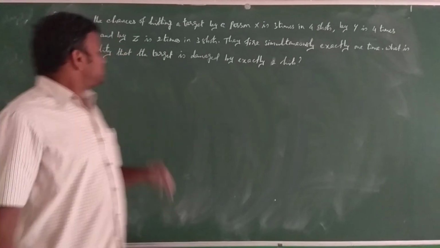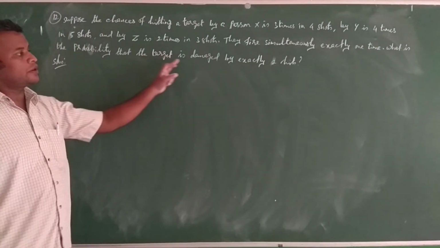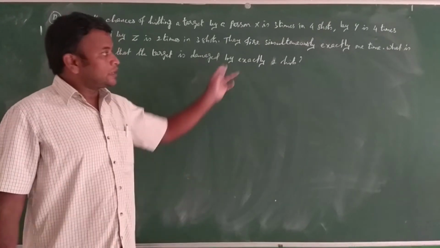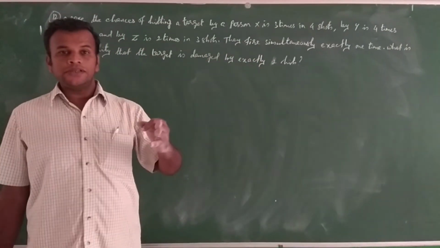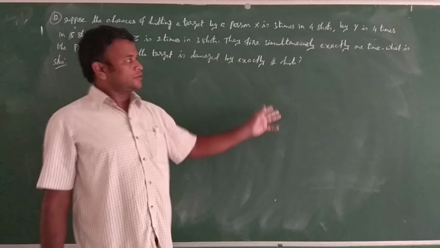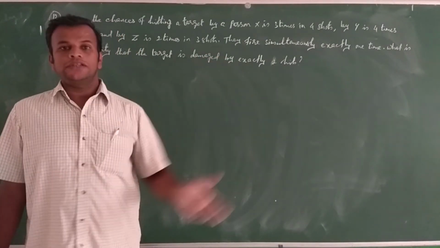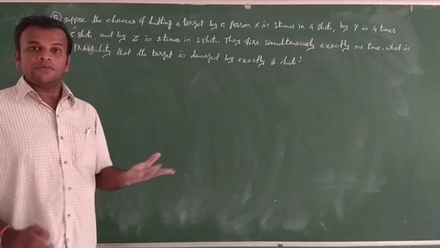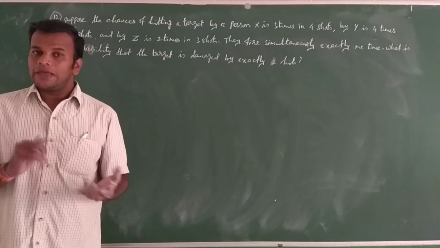Our question is, what is the probability that the target is damaged by exactly 2 of them? Exactly 2 of the 3. That is, out of the 3, exactly 2 will hit, and another one does not hit. What is the chance? The probabilities for persons X, Y and Z are already given, so the events will also be taken as X, Y, Z itself.